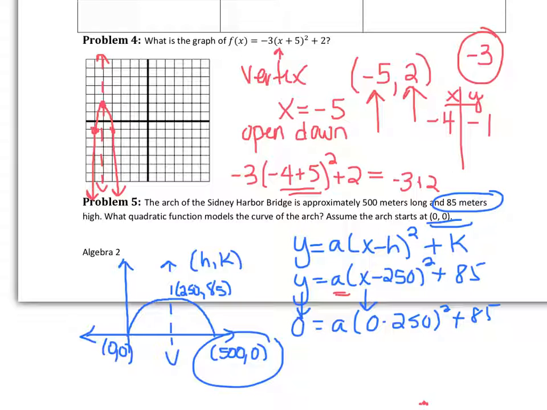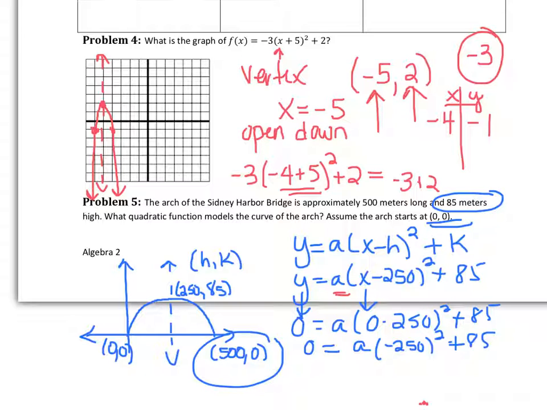All right, so 0 then is equal to a, and in parentheses you would have 500 minus 250 squared. I have 0 minus 250 because I used 0 instead. All right, no problem. We're still going to get 250 squared in here, right? Right.